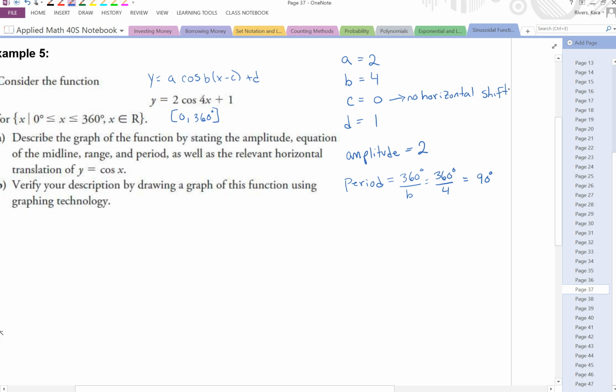And then our D value, that's the equation of our midline. So our D value is equal to 1, which implies that our midline is at y equals 1. That's the equation of our midline. Okay. From this, we can also figure out our max and our min, right?